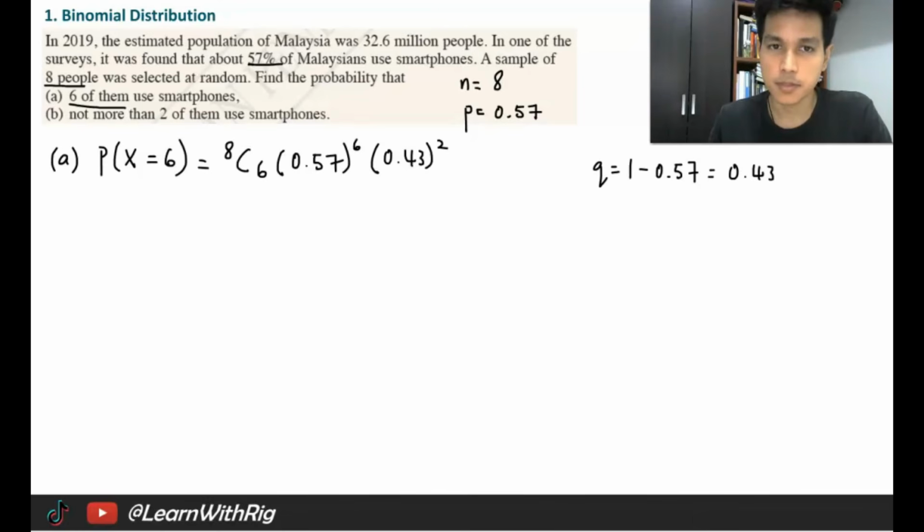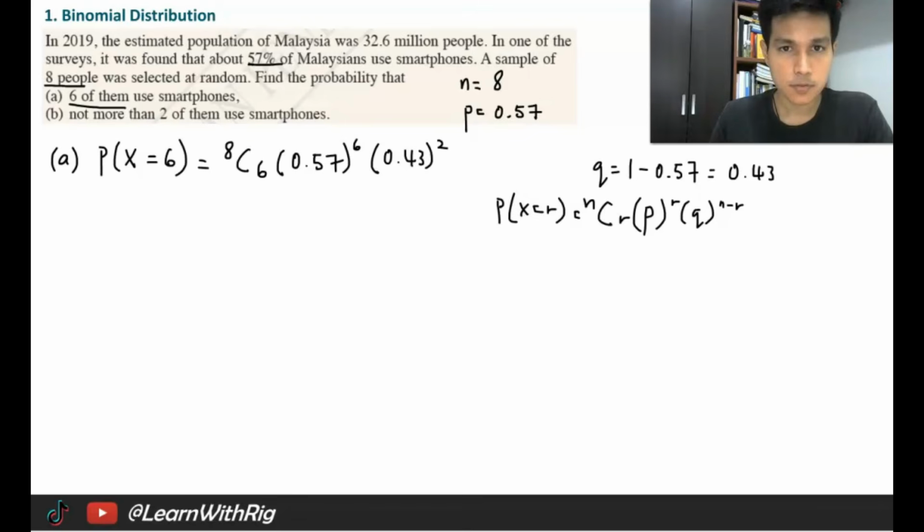For those who don't remember the formula, this is the formula. Let me write for you: nCr p power r q power n minus r. Later on I won't be writing, so please take note of the formula. You just put this in and you can straight away find your answer. So the probability that 6 of them use smartphones would be 0.1776. So this is your probability. Just straight away key in your calculator, you will get the answer.